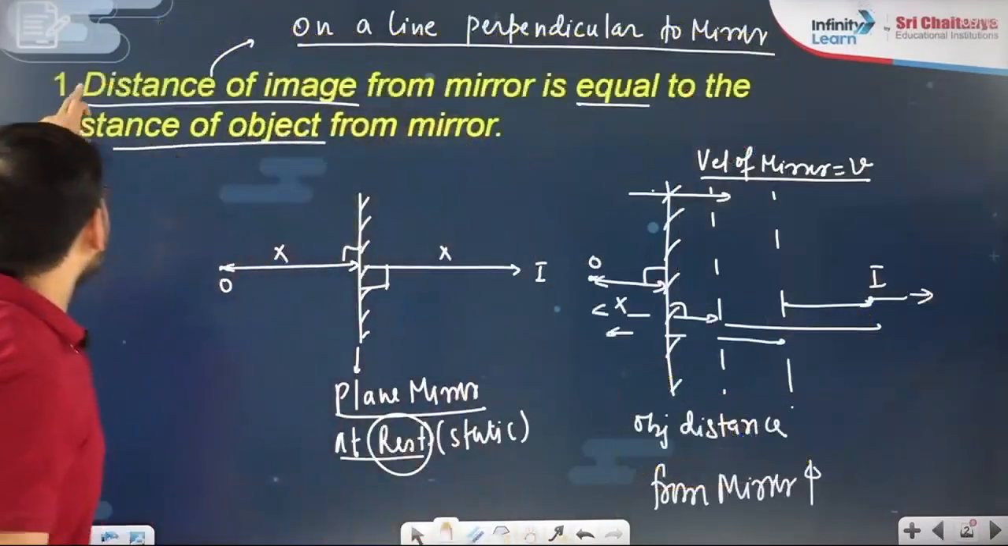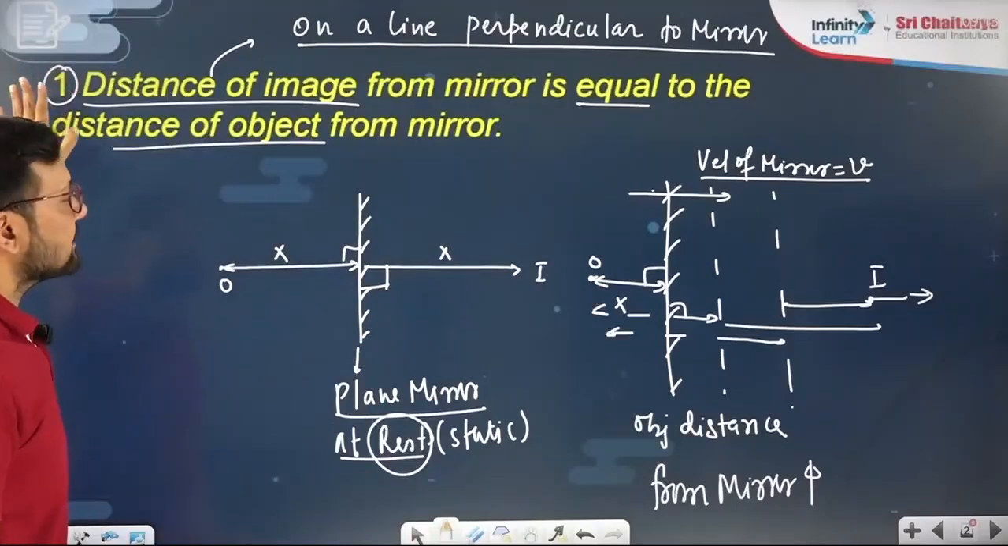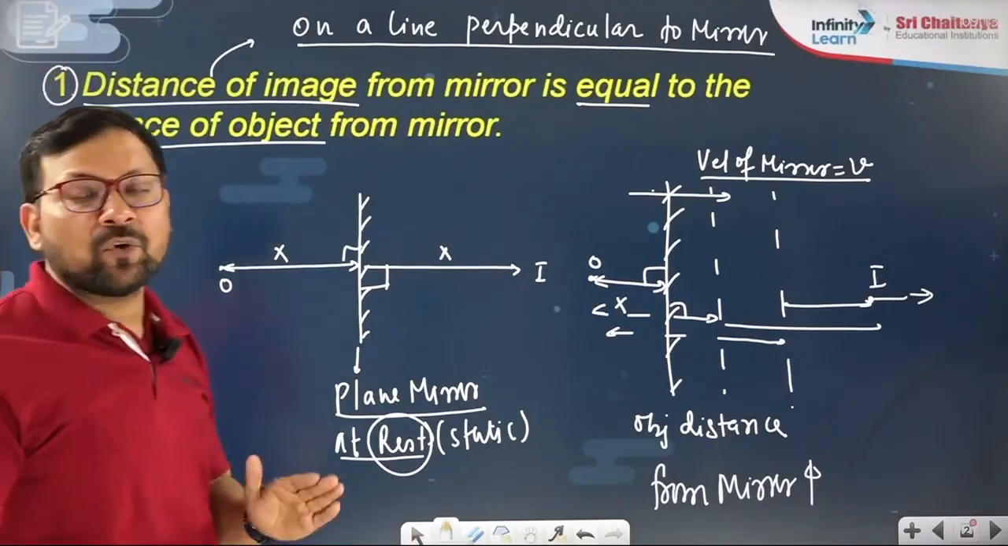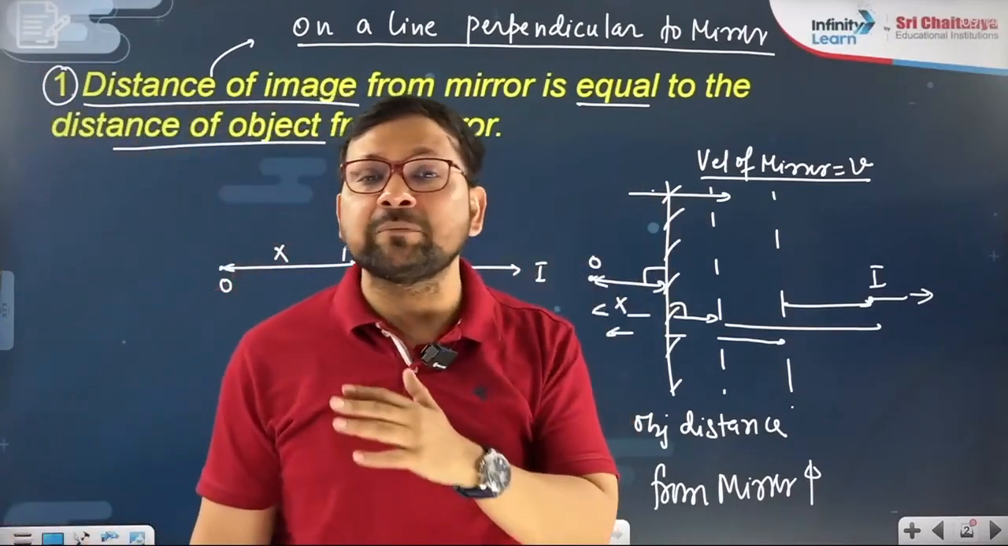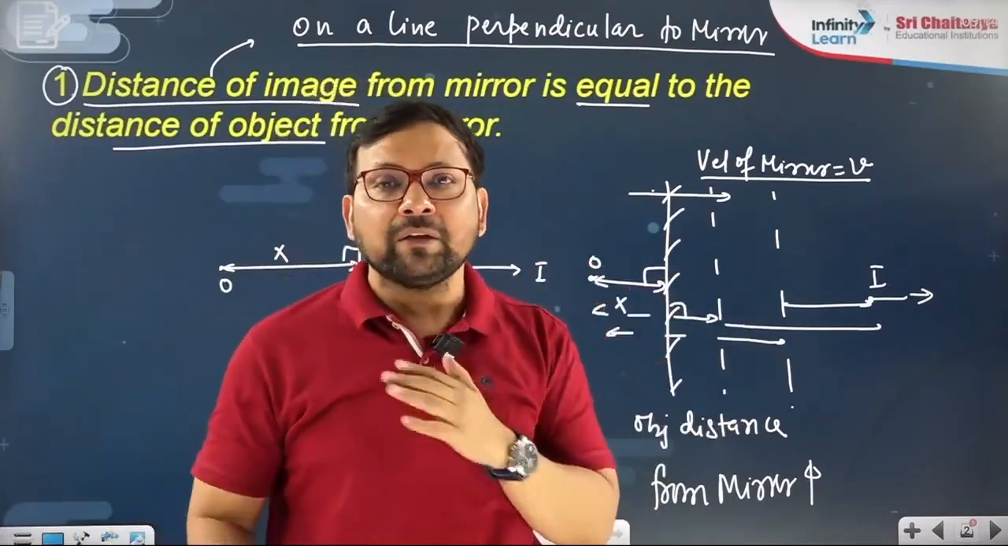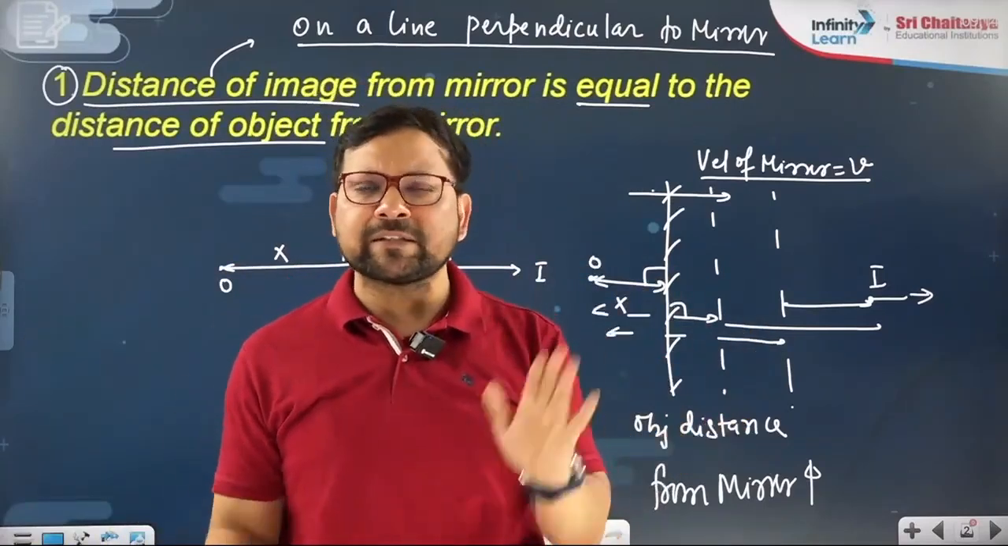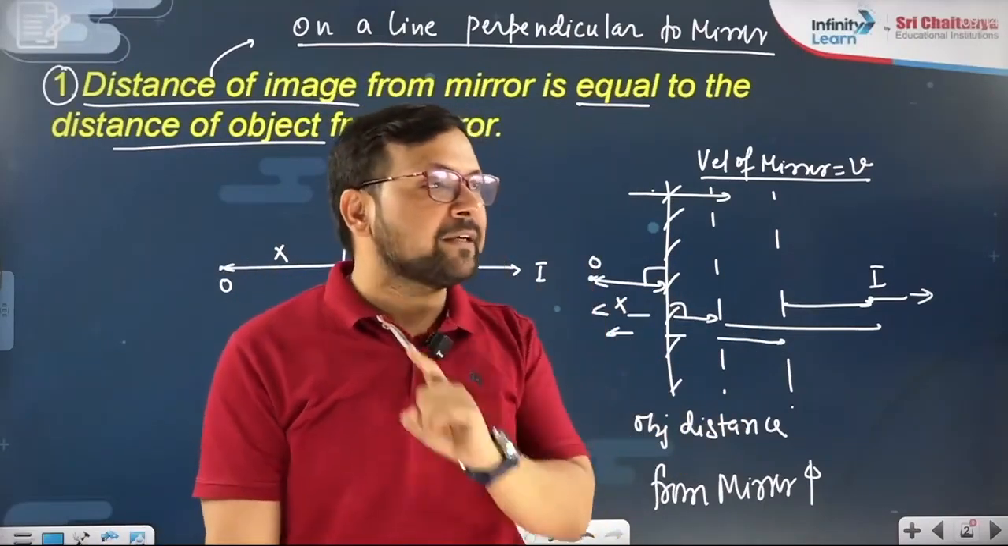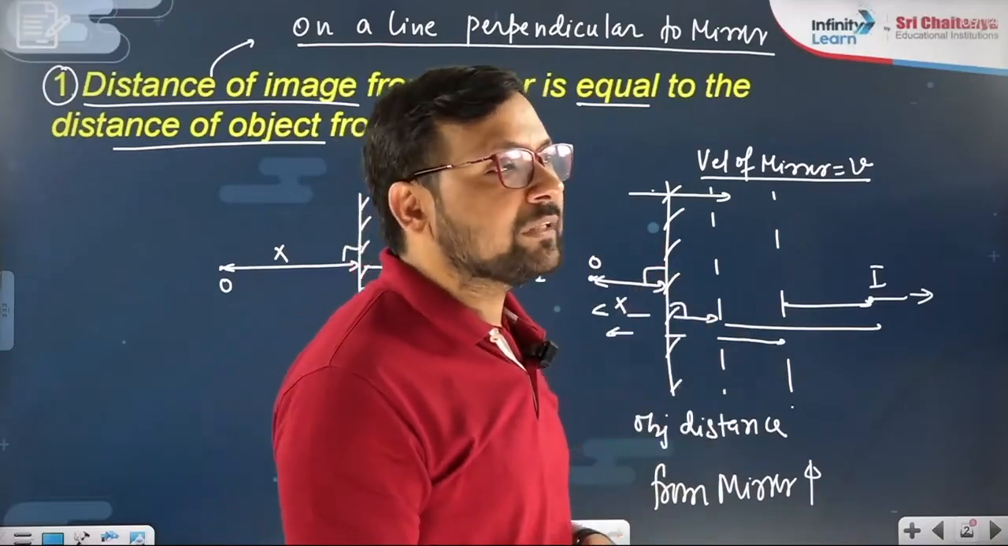Okay, see, the numbers are written, and you will have many characteristics. In the first characteristic, I want to say that image and object distance will have the same value along the normal, even if the mirror is moving or at rest. This much only I said. If you have any doubt, let me know. Otherwise, I will come to the next characteristic.